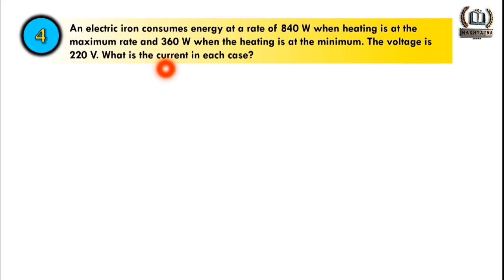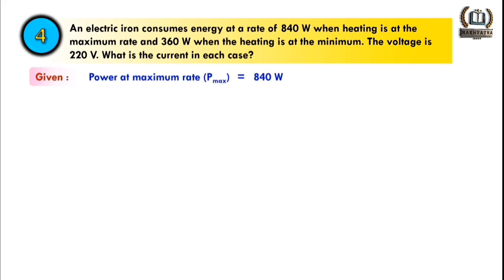So guys, if you read the question carefully, you will understand that this is a power question. How did we understand that? Because the unit given is watt, and watt is the unit of what? Power unit, right? Okay, so these two cases are given, one maximum and one minimum. So power maximum is given as 840 watt and minimum is given as 360 watt, and the potential difference is 220 volt. So we have to find the current in each case, that is the maximum current and minimum current.